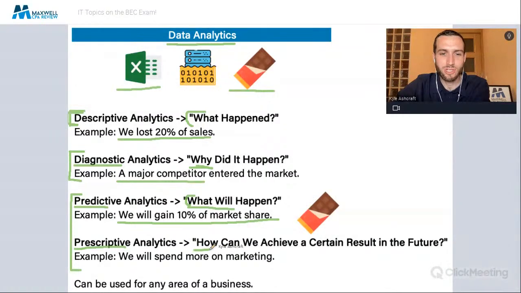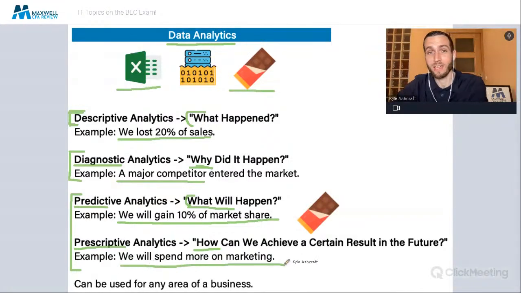So how can we achieve a certain result? It's the how we get to that certain future place. In other words, maybe we need to spend more on marketing, and that way we can gain a greater market share. So that's how we can get back this market share.